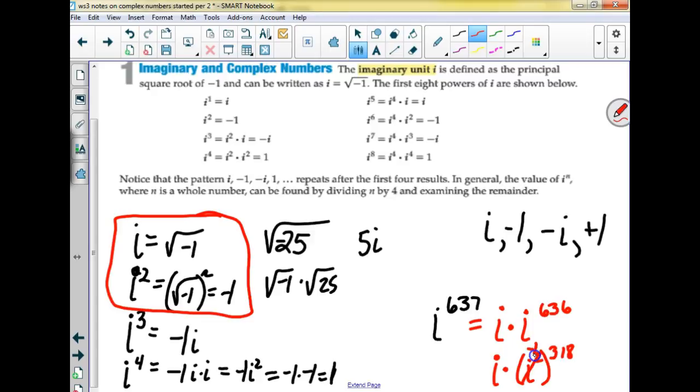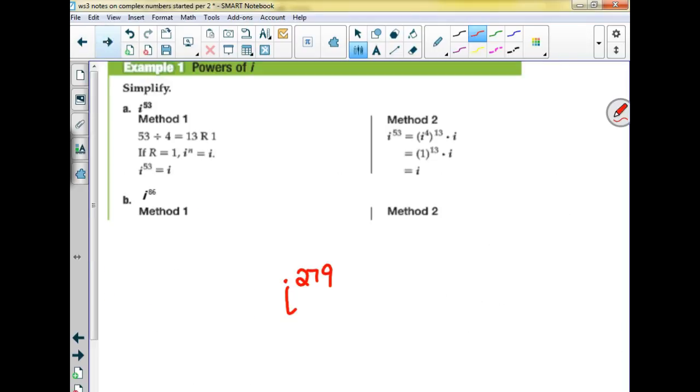-1. Okay. So now I have -1 to the 318th power, which you could do on your scientific calculator. But what's -1 to an even power going to be? +1. And times this i out here. So I'm just going to get i. Okay. So we're going to practice this with a couple examples.